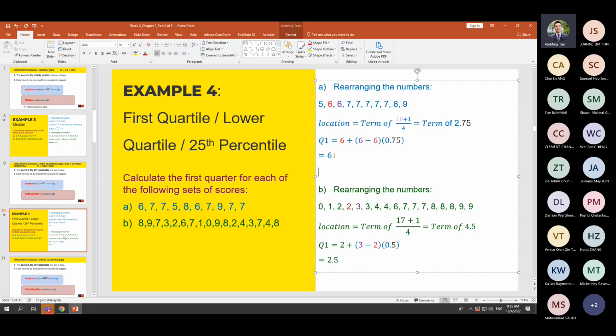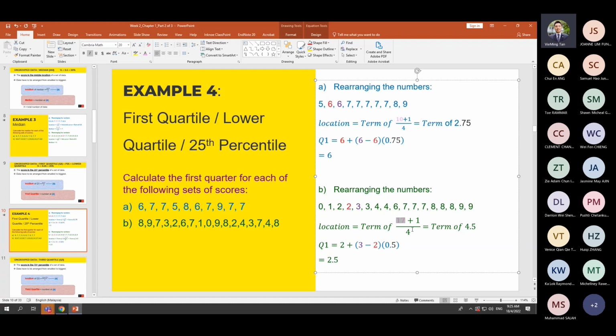One example is not enough. Let's try the second example. It seems this is quite new for you, but it will be the same. First step, arrange the data from lowest to highest. Second step, identify the location of Q1 using this formula. 17 is because there are 17 data in this question.